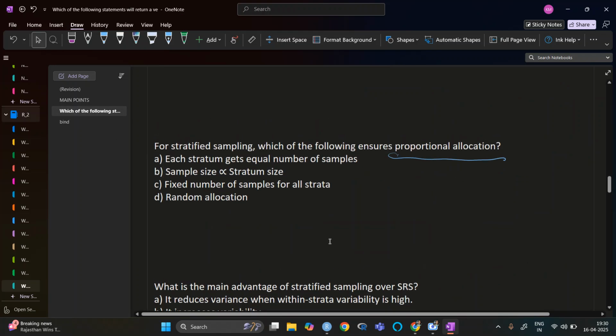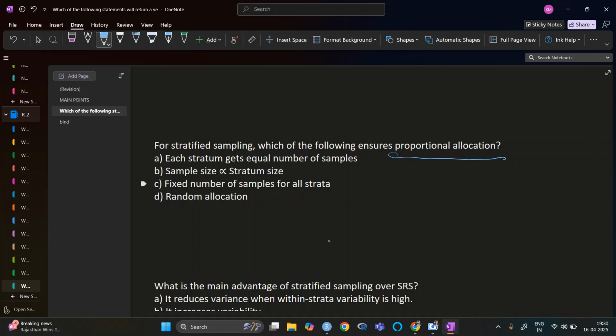Okay. So here, if you have an equal number of sizes, this is equal allocation. If you have sample size proportional to stratum size, this one is proportional allocation. If you fix a number of samples for all strata, I have just fixed it on my own, so that one is not coming in these three.